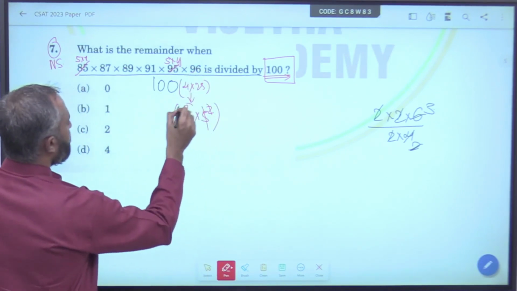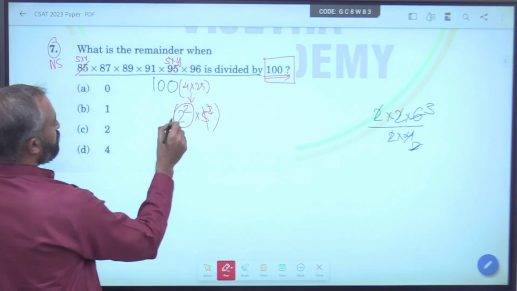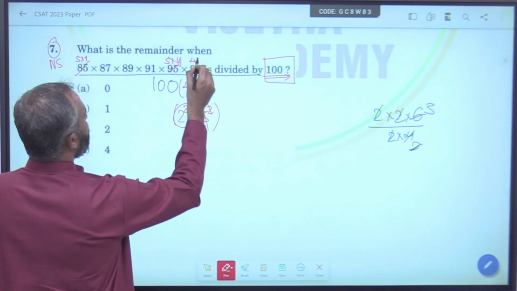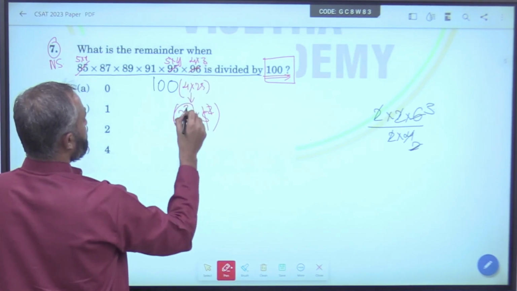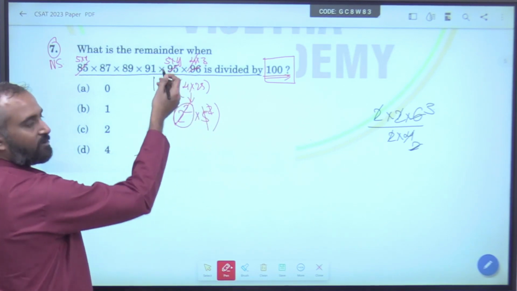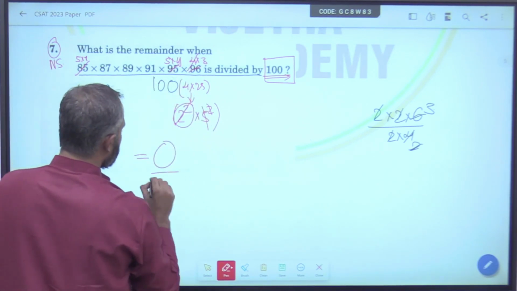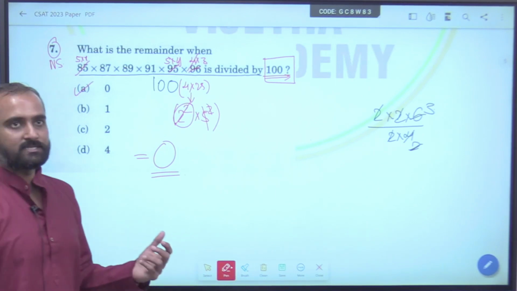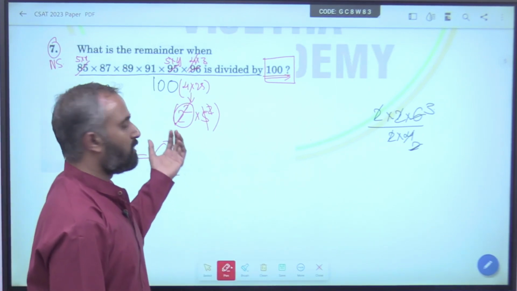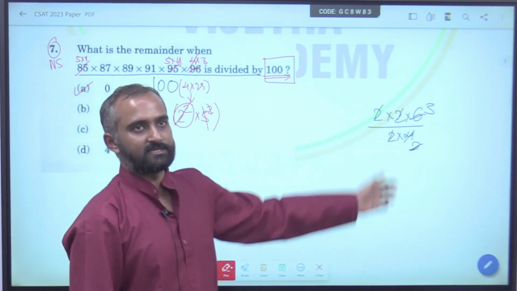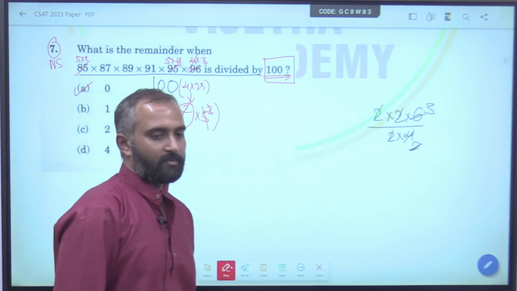Next, we need 2 squares, 2 2's, which is, this is a multiple of 4. So 4 into some z. So 2 square and these two are gone. Since everything got cancelled, the remainder is 0, which is option A. Such an easy question. What are the principles involved? Nothing but basic cancellation, which we have been doing from our childhood onwards.